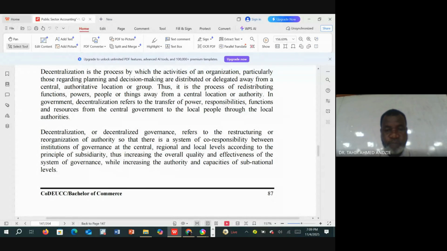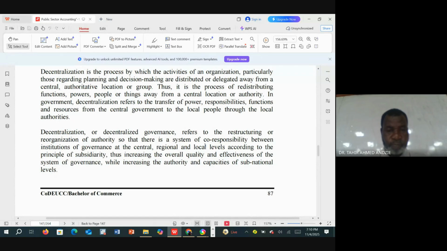So it refers to the restructuring or reorganization of authority, so that there is a system of co-responsibility between the institutions of governance at the central, the regional, and the local levels.